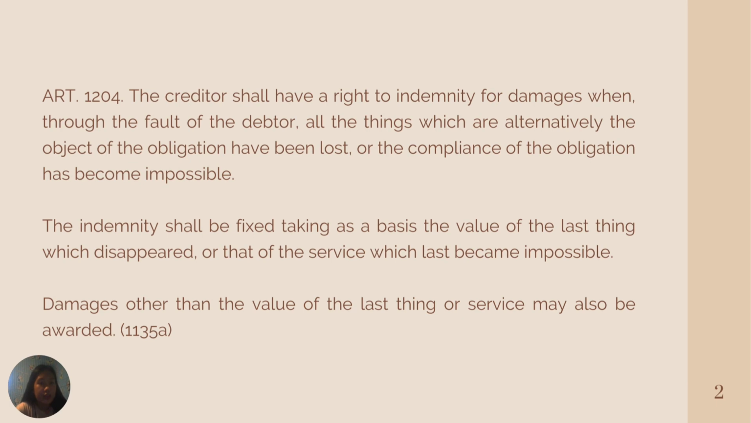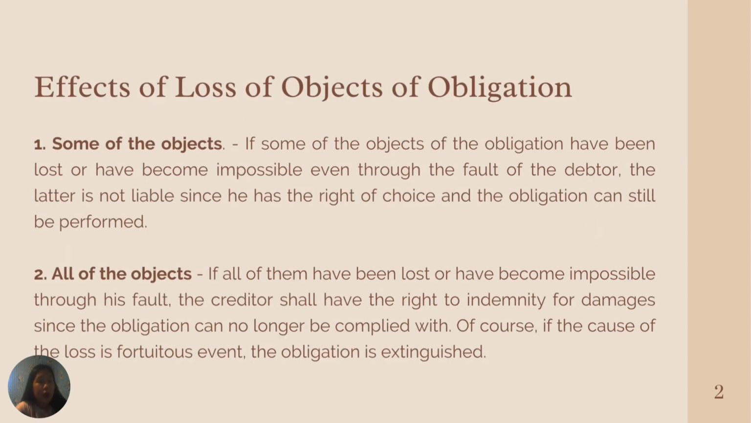Okay, so according to Article 1204, the creditor shall have the right to indemnity for damages when through the fault of the debtor, all the things which are alternatively the object of the obligation have been lost or the compliance of the obligation has become impossible. So the indemnity shall be fixed, taking as a basis the value of the last thing which disappeared or that of the service which last became impossible. Damages other than the value of the last thing or service may also be awarded. Okay, so this is the effects of loss of objects of obligation.